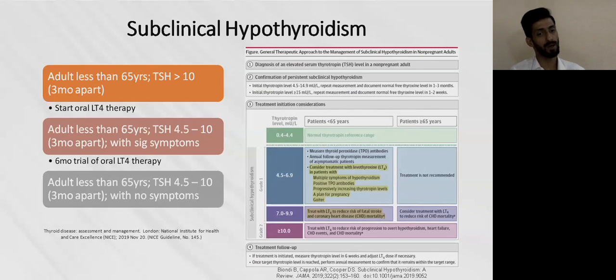Now, if you have an adult who's less than 65, but his TSH is between 4.5 and 10, but he has very significant symptoms, he is still a candidate for a trial of oral levothyroxine therapy for 6 months. If in 6 months his TSH normalizes, but his symptoms don't get better, please look for an alternate cause. Stop thyroxine, look for an alternate cause. Okay.